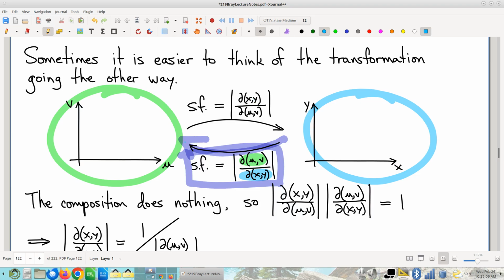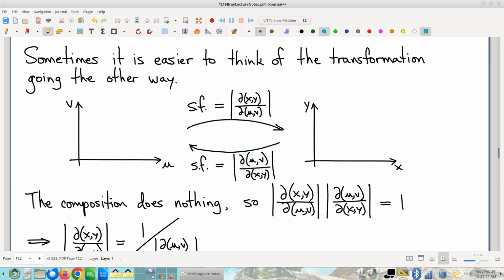Okay, now with that noted, let's entertain a third option. The third option is, imagine you have little pieces of area over here, as we always do. And let's imagine what happens when you push that forward and then immediately push it back.